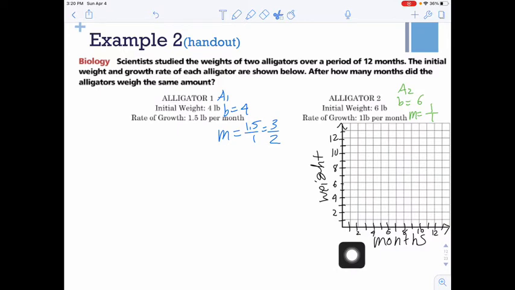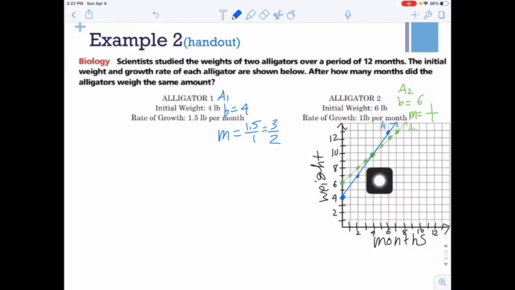Since we're going to look at the 12 different months, we can count by ones because we have enough space to get to 12. And then when we're talking about the weight, we start at 4 and 6, and we only go up by 1.5 or 1 pound per month. So we can go ahead and count by ones for the weight as well. For the first alligator, we'll start at 4 on our y-axis, and we'll go up 1, 2, 3, and to the right 2. We can continue this pattern to get some extra points on our graph to create a straight line.